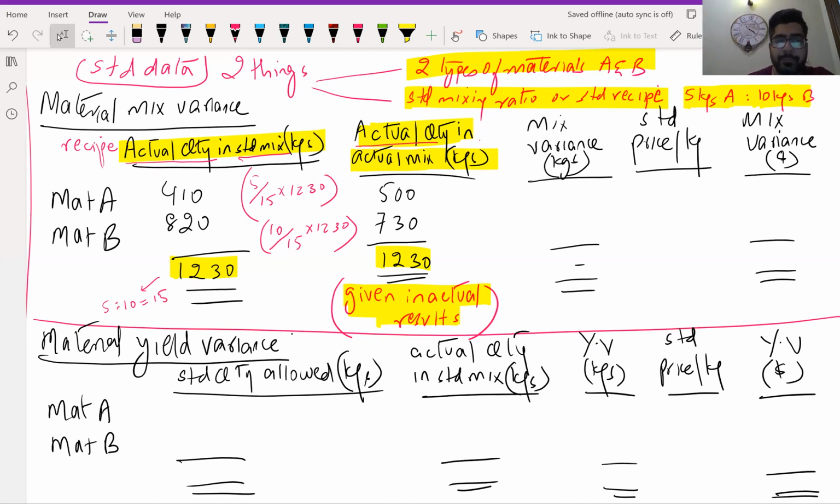Let's just wrap it up now. Actual quantity in standard mix for A is 410. Standard mix is the recipe, remember. So actual quantity in standard mix, as per recipe, is 410. And actual quantity in actual mix, what we have input, is 500. You have input more. So the variance is 90 adverse, because the recipe stated 410 and you input 500. So you input more, 90 adverse. Okay.